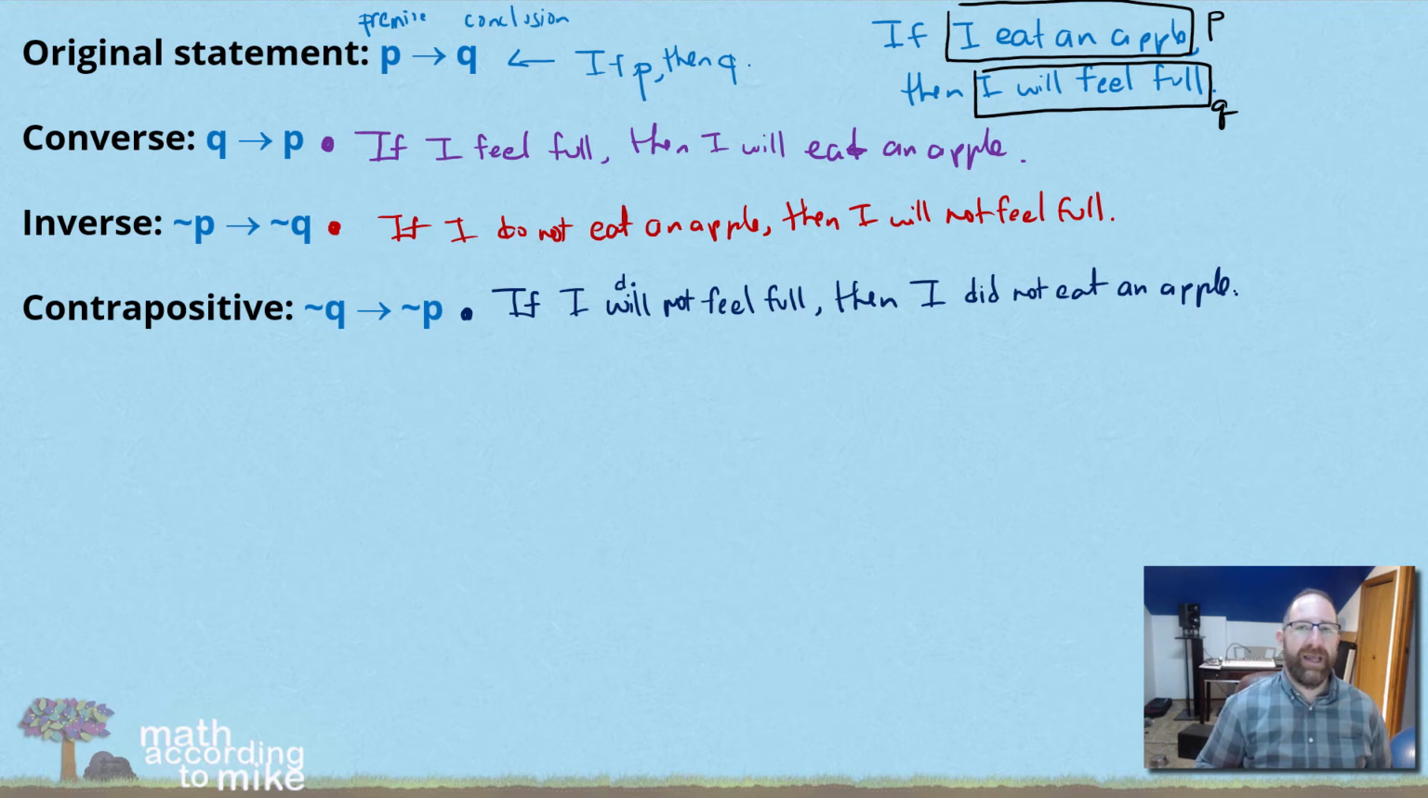So again, original statement, if P, then Q. Converse, Q implies P. Inverse, not P implies not Q. Contrapositive, not Q implies not P. So flip, negate, flip and negate in that order is what it says. Okay. Now as far as truth value is concerned, you can create a truth table for all four of these. I will give you the good stuff. As it turns out, the original statement and the contrapositive have the same truth value.